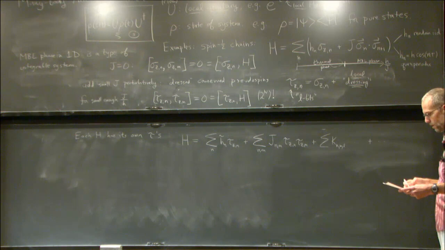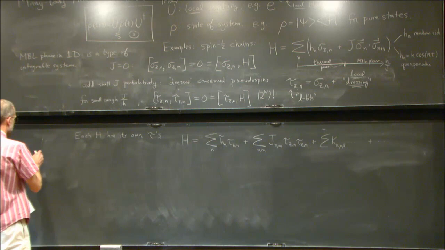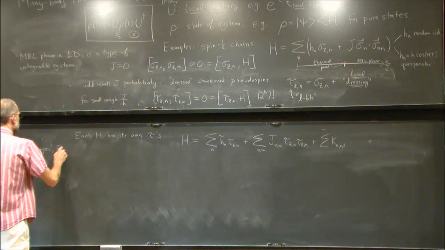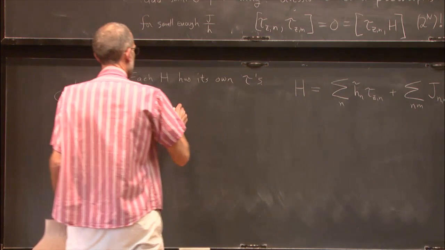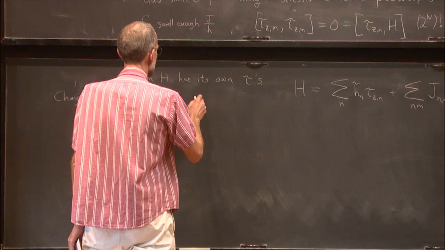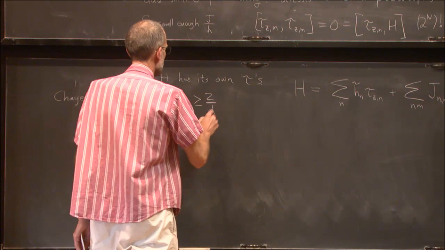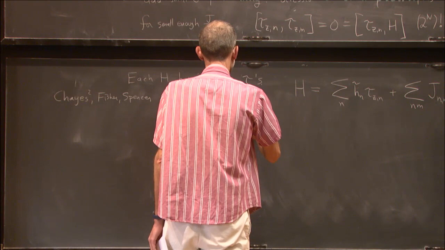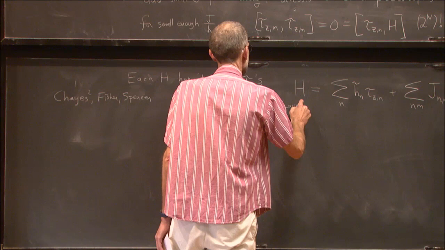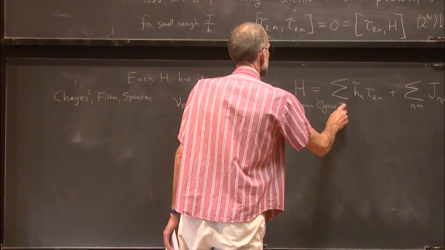We have bounds on finite size scaling exponents. So there is this famous paper, Chayes, Chayes, Fisher, Spencer, which tells you the correlation length exponent, gotten from finite size scaling, is greater than or equal to 2 over d, the spatial dimension. And this applies to MBL, as shown by Chandran, Laumann, Oganesyan. That's on the arXiv, probably in 2015.